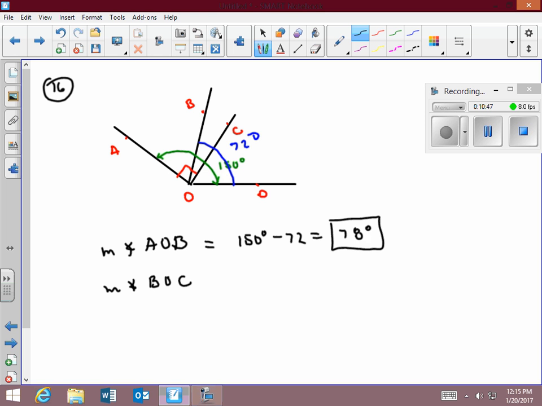So what we actually have figured out, right, is we've got this one right here at 78 degrees. And then we want BOC. You see AOC is 90 degrees, isn't it? And then you got AOB is 78. So what would you do to get BOC? 90 degrees minus 78. Are you right?